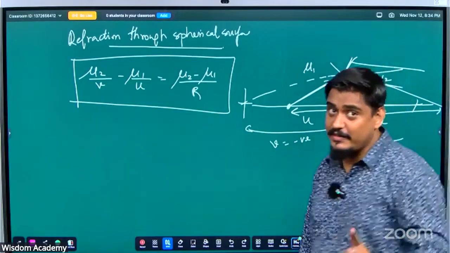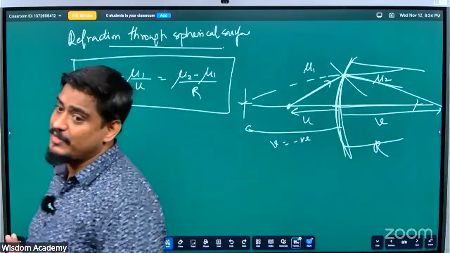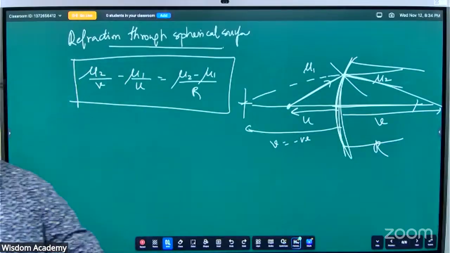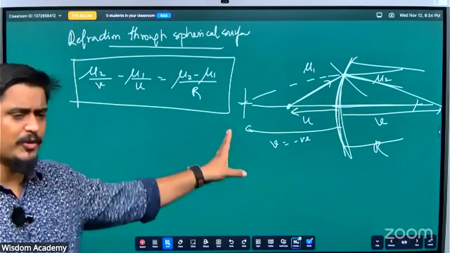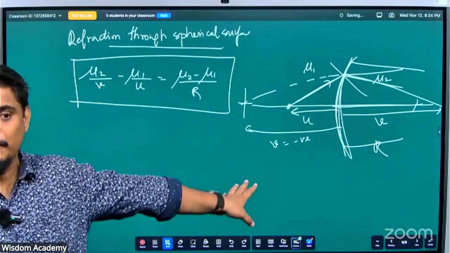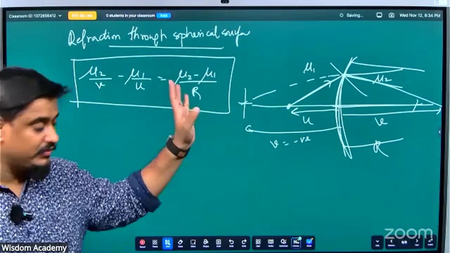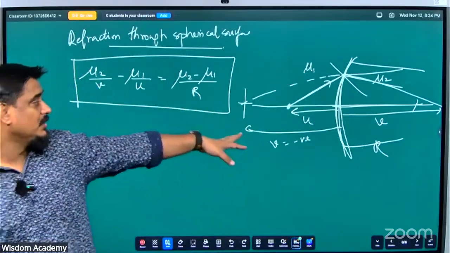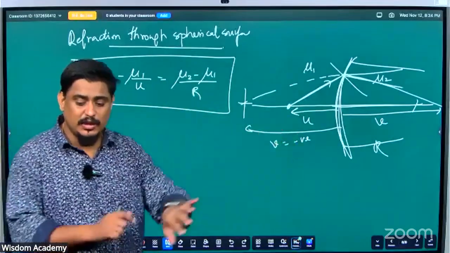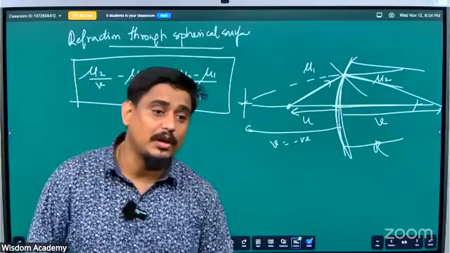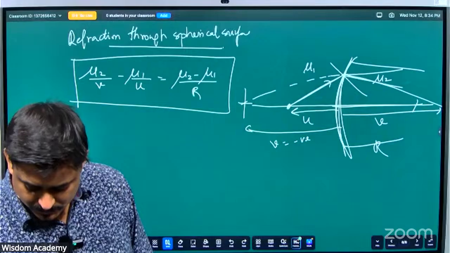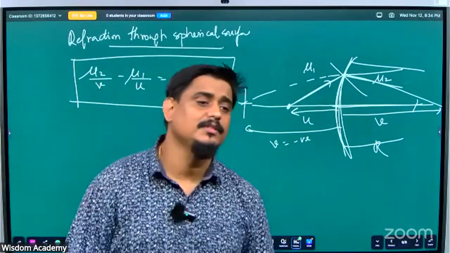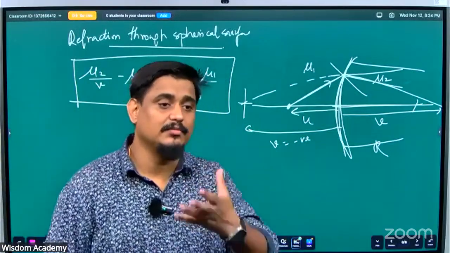Please be reminded about how the refraction is taking place. Don't always think U is negative, V is positive, R is positive. Not like that. Yes, R is always positive in this case. But what will be the direction of U and V is totally depending upon what? It depends upon the refraction.